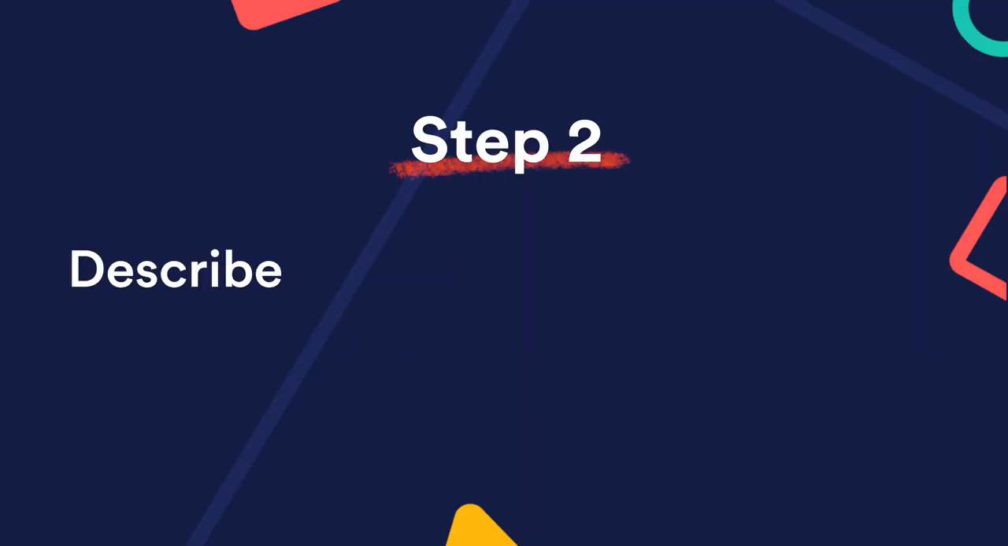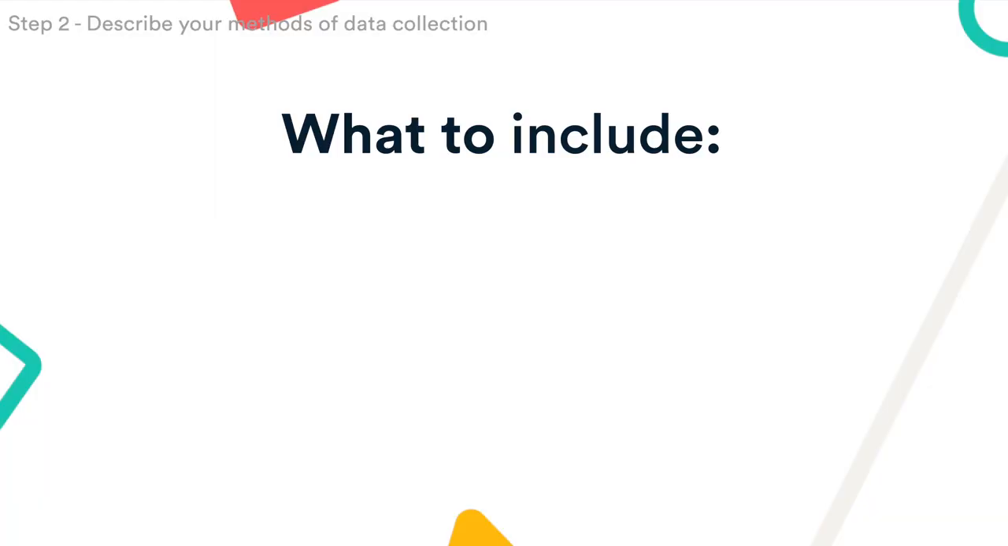Step 2. Describe your methods of data collection. Now you've introduced your overall approach, you can move on to giving full details of the research methods you used. Here's an idea of what you should include in general.